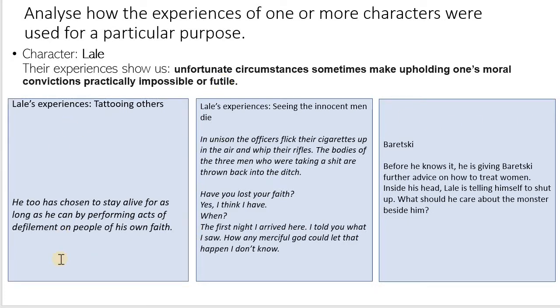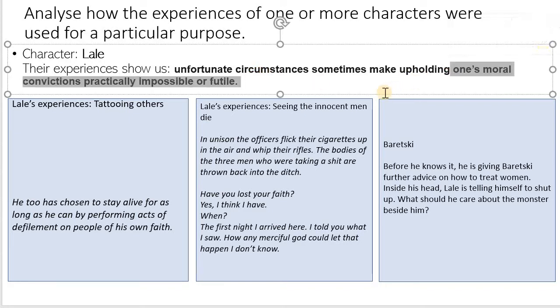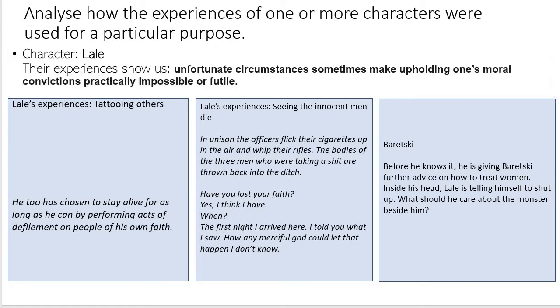So, same thing: his experience of tattooing others, his experience of seeing the innocent men die, and then support that with the second quote when he talks to Gita about how he lost his faith. His experience of seeing those people innocently die is used for the particular purpose of showing that he can't uphold his convictions anymore, he can't uphold his morals, or his beliefs might be better there.